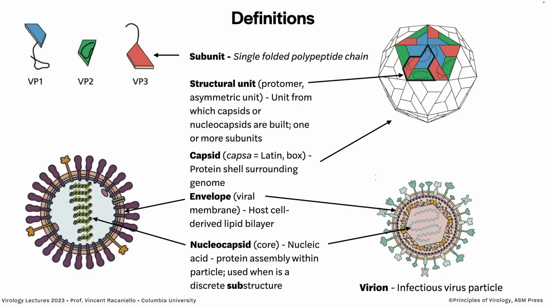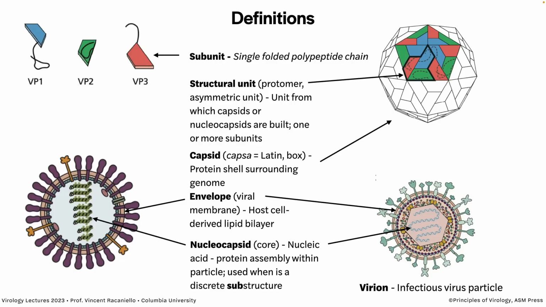So you can see on this virus particle on the upper right, the structural unit is outlined in black, and it has a green, a red, and a blue protein. In other words, a green, a red, and a blue subunit. So that structural unit there is made up of 3 subunits, and they're different proteins. Then this is a capsid on the upper right. Many viruses are built and have capsids like this.